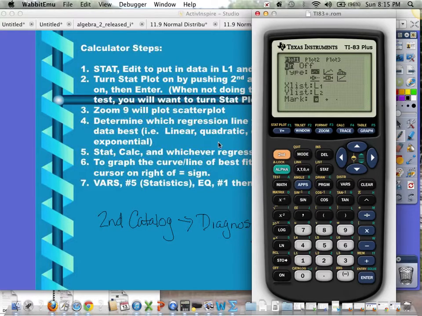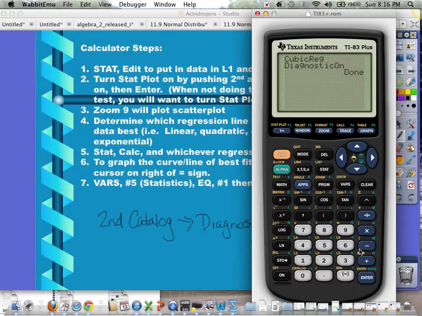But there's another thing that you can turn on at the beginning of any test, and that's called diagnostics. And you go to second catalog, and you roll down, it's in alphabetical order, to the D's. And you're going to want to turn the diagnostic on. Okay, diagnostic on. You hit enter, and hit enter again. When it says done, it is now on. You can put that on at the very beginning of the test and leave it on for the entire test. It won't mess things up. It is important when you're doing statistics because it gives you an R value that will not show up unless you have it turned on.